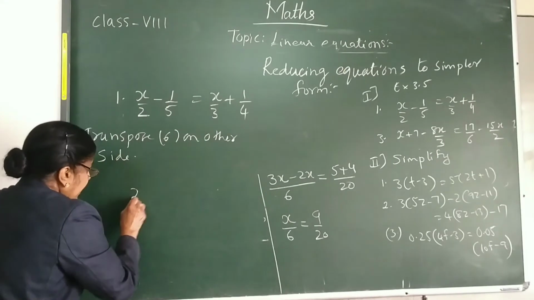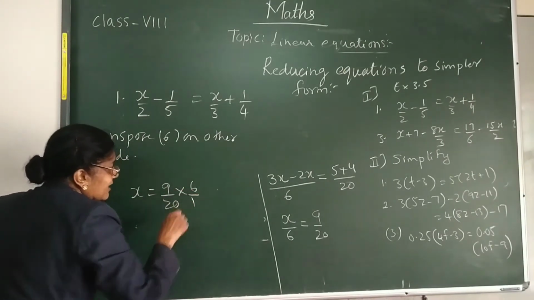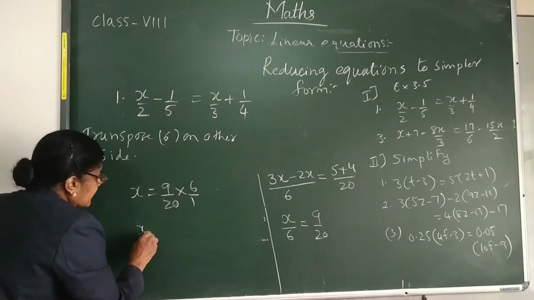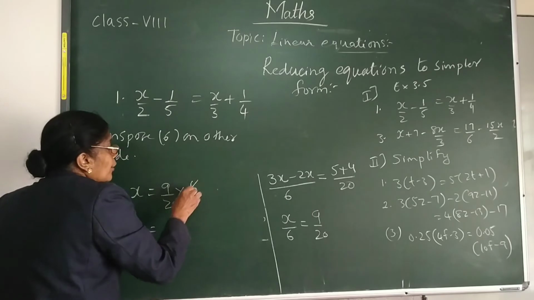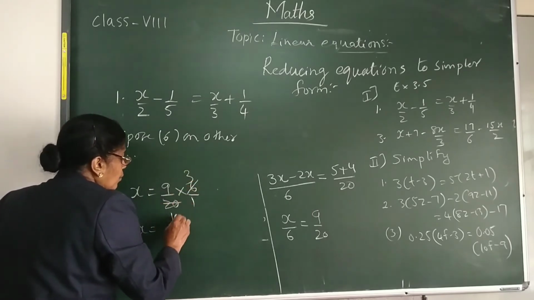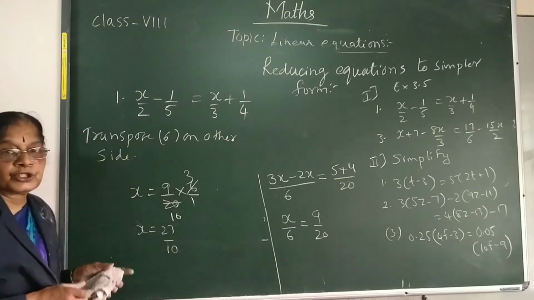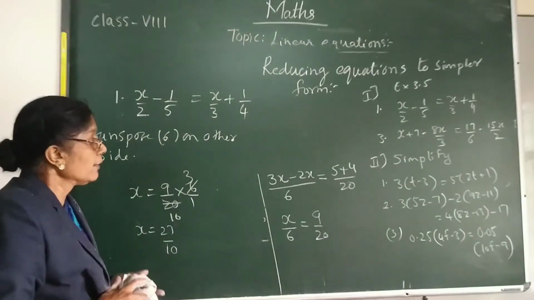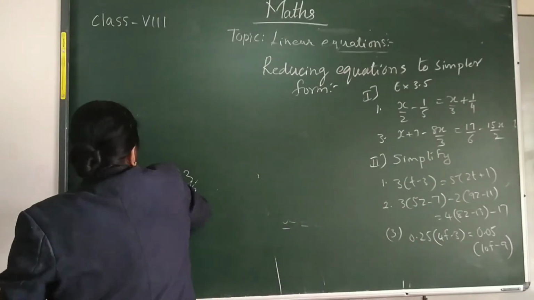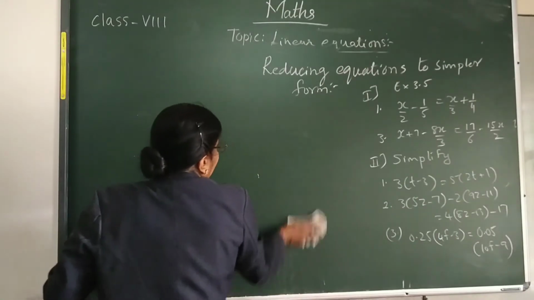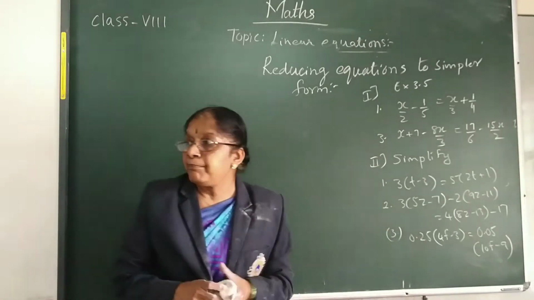We will get x is equal to 9 by 20 into 6 by 1. Can we cancel? We can cancel: 2 threes are, 2 tens are. So we got 27 by 10. So our answer is x is equal to 27 by 10. You came to know this is the same as what we did in the previous exercise: linear equations reducible to the simpler form.